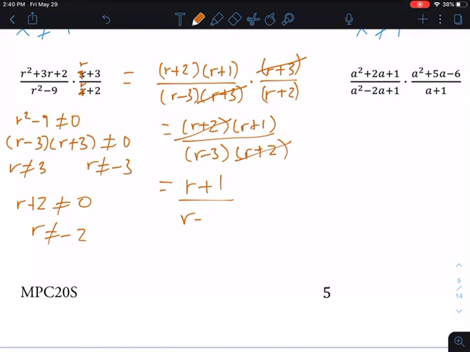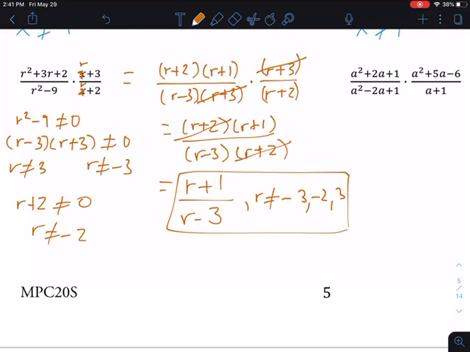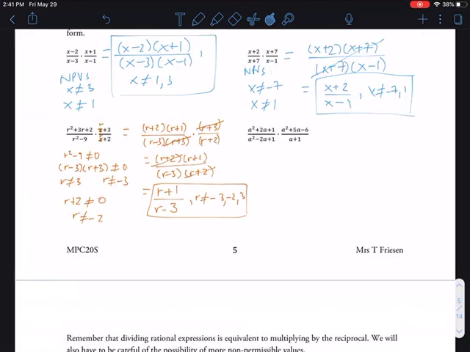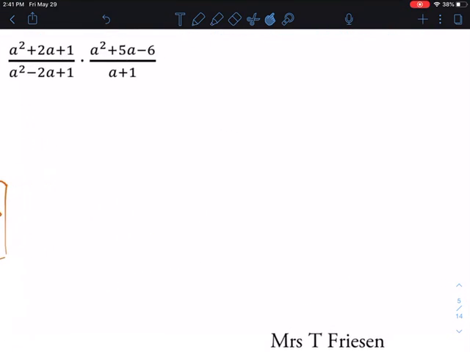And as we can see, that's it. There's nothing left to simplify, right? This is connected by addition and this by subtraction, so we cannot cancel just a piece of it. And then we're going to state our non-permissible values. In this case, r cannot be equal to negative 3, negative 2, or positive 3. Voila.